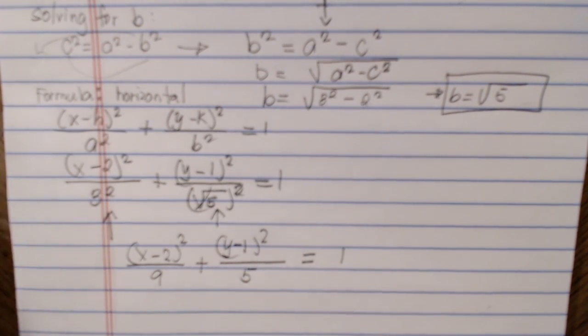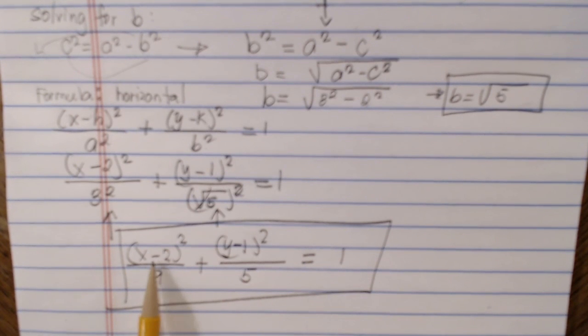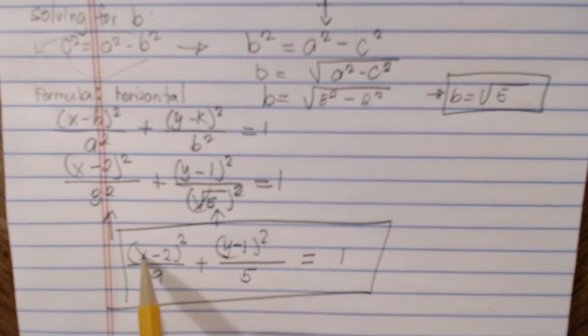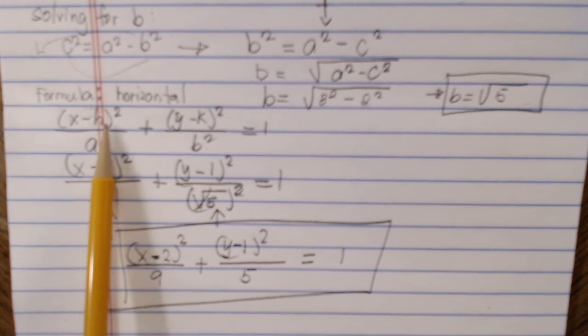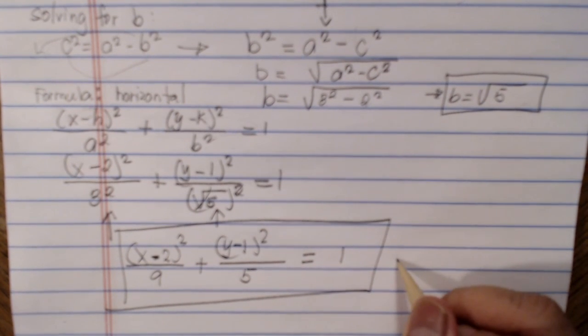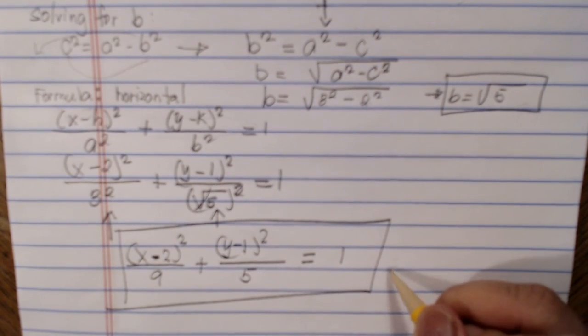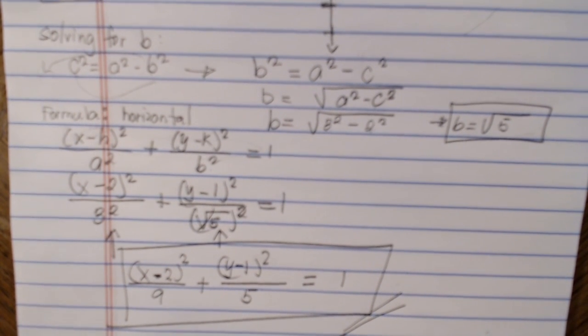Now we have an equation. That's it. Do not simplify this further, and do not expand (x minus 2) squared, because this is what we want. This is how the standard form should look, with the squares on it. So this is now the simplified answer, the standard form of the equation of an ellipse.